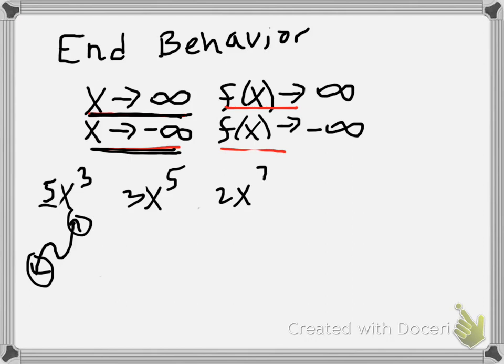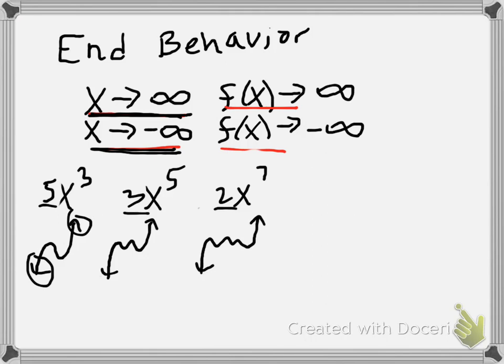And if the coefficient in front is even, they're going to start from the bottom, do something, and go back the other way. Even this one's going to start from the bottom, do some stuff, and then go back up. Those are always going to be the same.